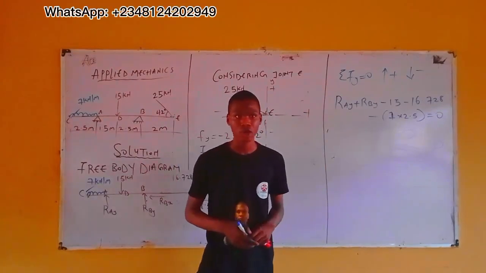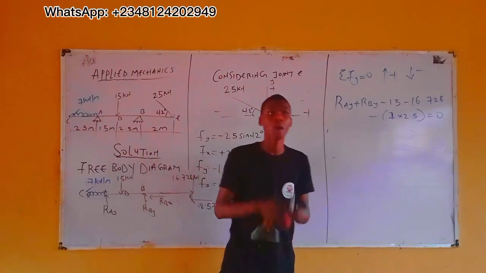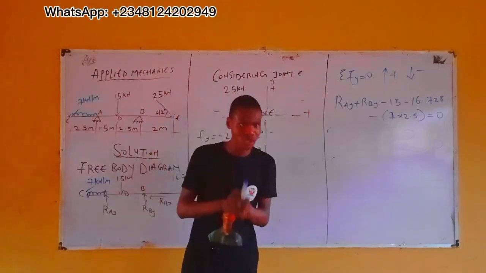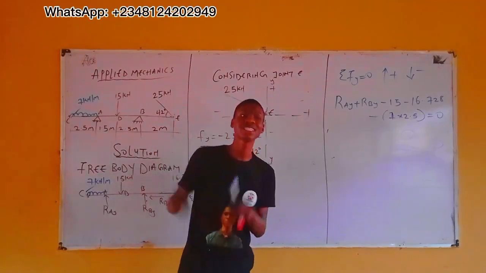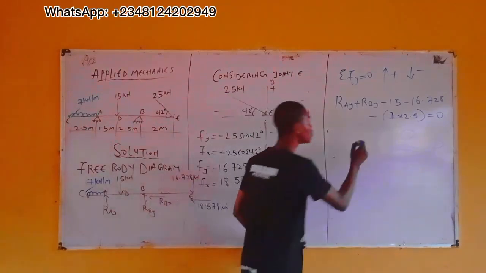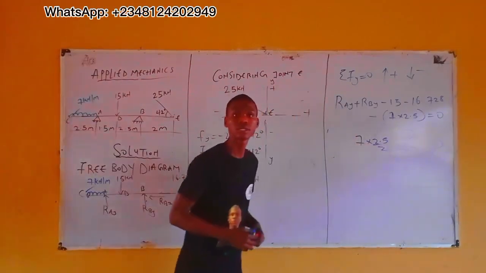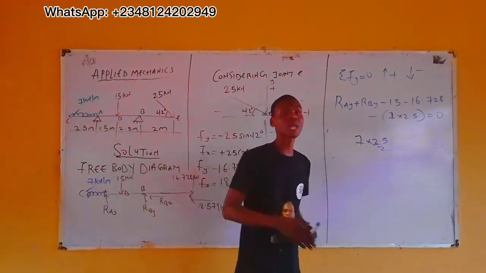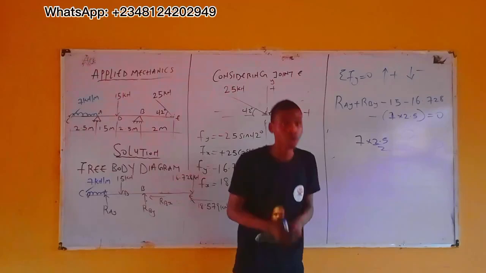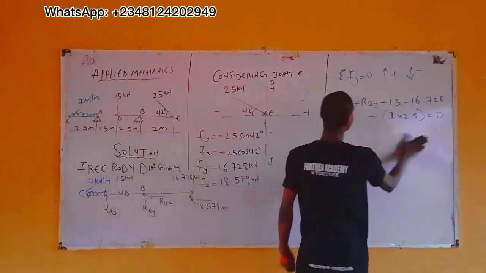Yes. Are you getting it? Number 2, the intensity of the UDL multiplied by the total distance the UDL covers, and not the distance of the UDL itself. If it is the distance of the UDL itself, it will be what? 7 times 2.5 over 2. Yes or no? Yes. But you are saying the intensity multiplied by the total distance the UDL covers. You now get. So let's solve this.